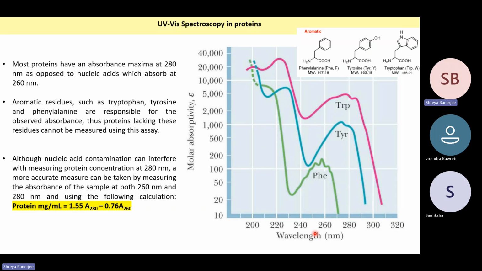So, how is UV visible spectroscopy used in case of biological molecules? Basically, proteins, you know, the aromatic amino acids, which are phenylalanine, tyrosine, and tryptophan. Whenever a protein has one or more of these aromatic amino acids, they will have absorbance maxima at around 280 nanometer.